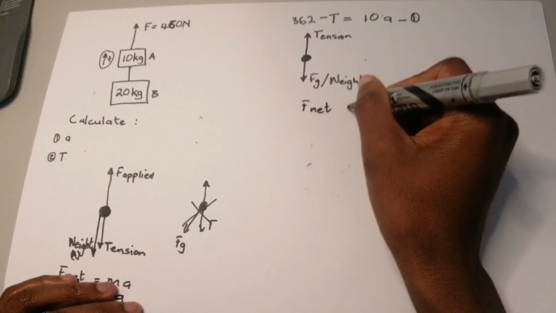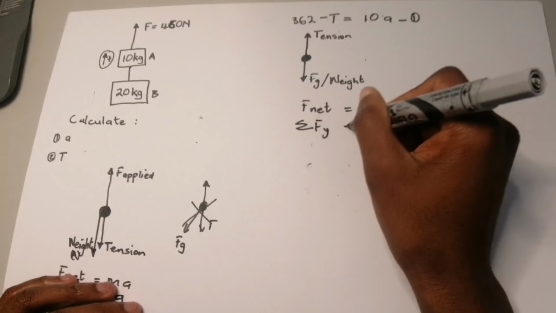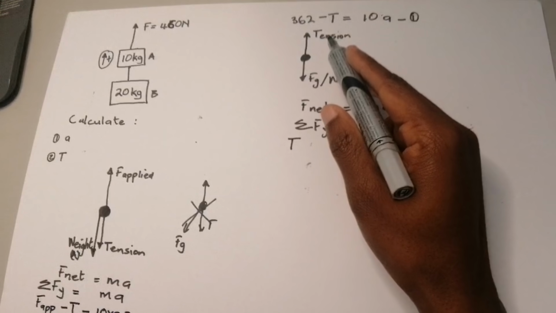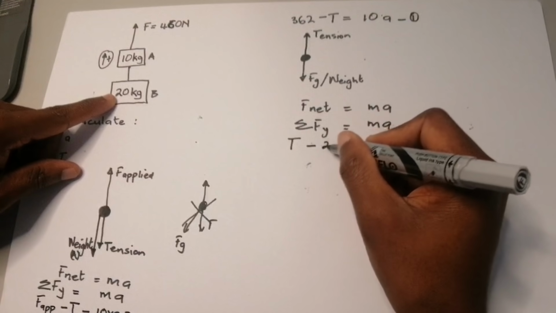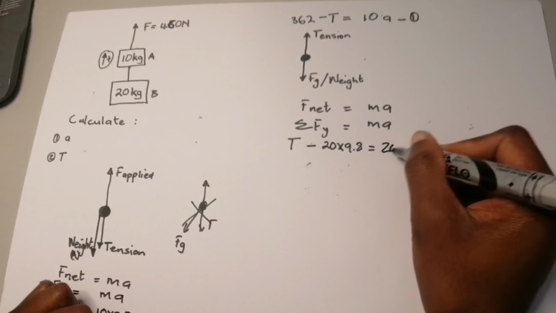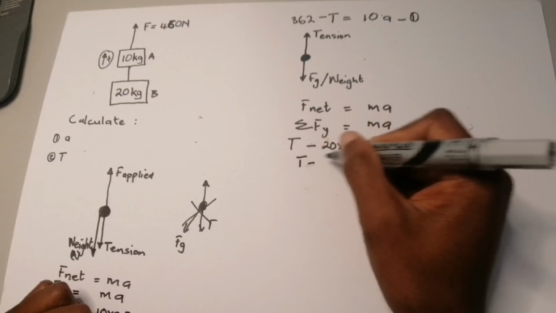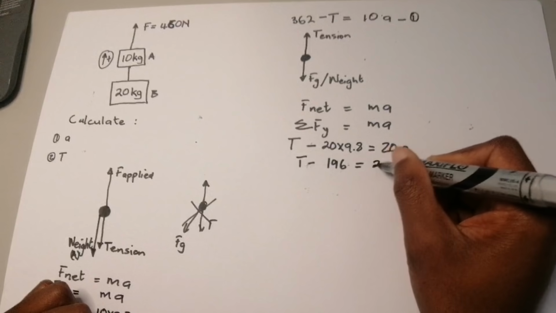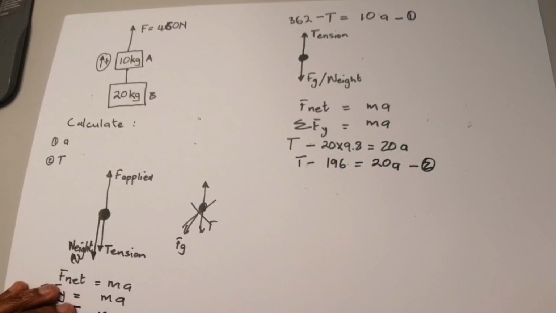Now what do I know in this case? I know that F net is equal to MA once again. That's the sum of my vertical forces, equal to MA. So that's T upwards minus the weight for the 20 kg, remember? So that's 20 times 9.8. And this is equal to the mass, which is 20, and the acceleration is A. So that's T minus 196, that's 20 times 9.8, equals 20A, and we'll call this equation 2. Now, as I said, ladies and gents, it really makes it easy.